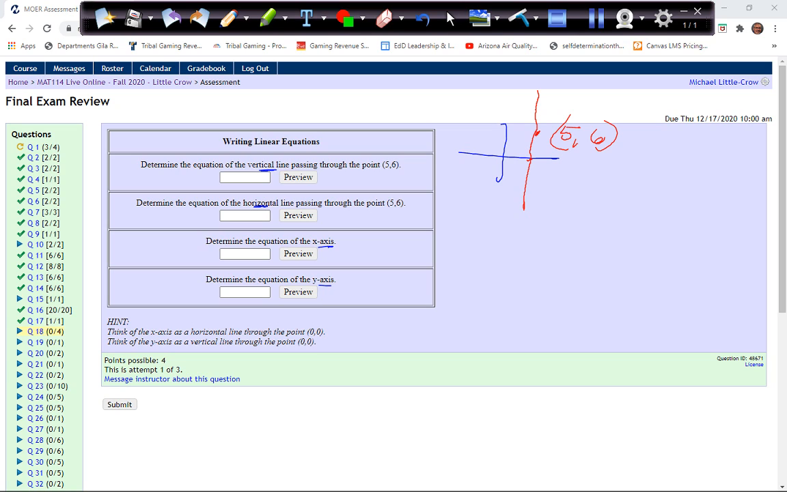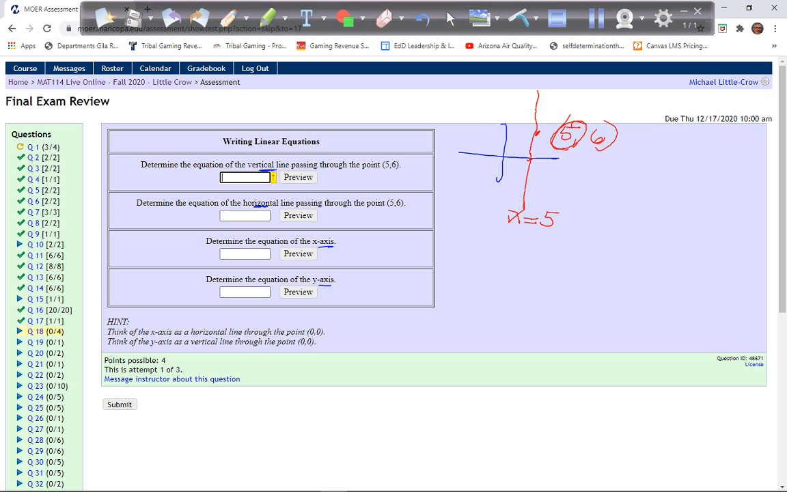It's telling us what x is. So this right here is giving us the equation. It's just x equals 5. So for vertical lines, it's the x coordinate of any point that it goes through, because any point on this line will have an x coordinate of 5. That's what we know. So it's always going to be x equals 5. Vertical lines, x equals 5.